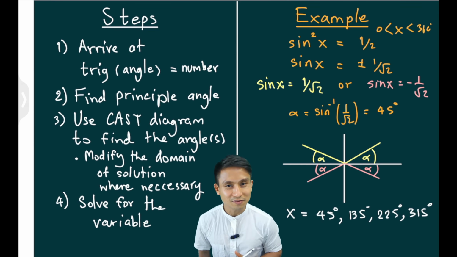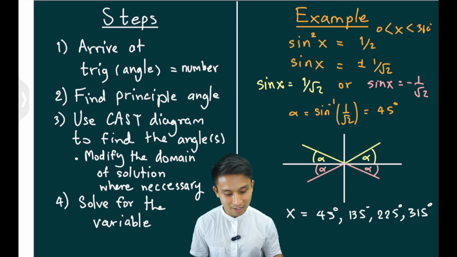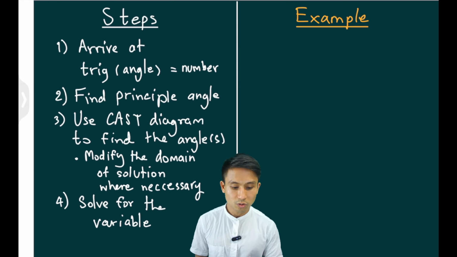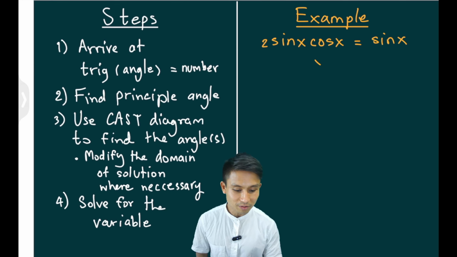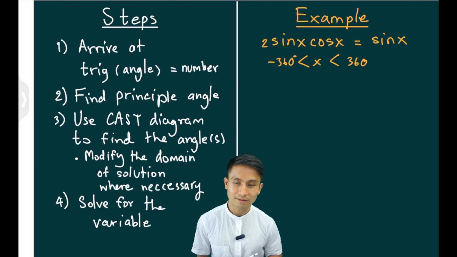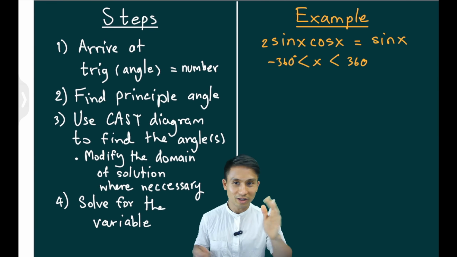If you're not that satisfied yet, let's take one more example. Don't go anywhere yet. One last example, I promise. So how about 2 sine x cos x equals sine x? And in this case, I'm going to make x in the range of 360 and minus 360. We haven't quite arrived at the trig angle number form yet, so we're going to do that first.